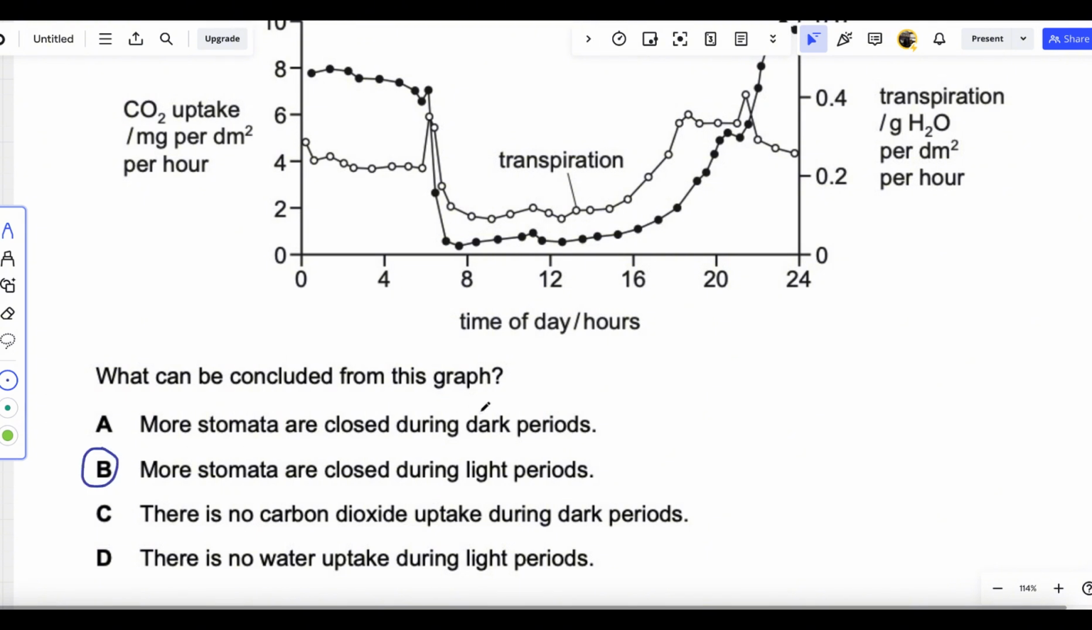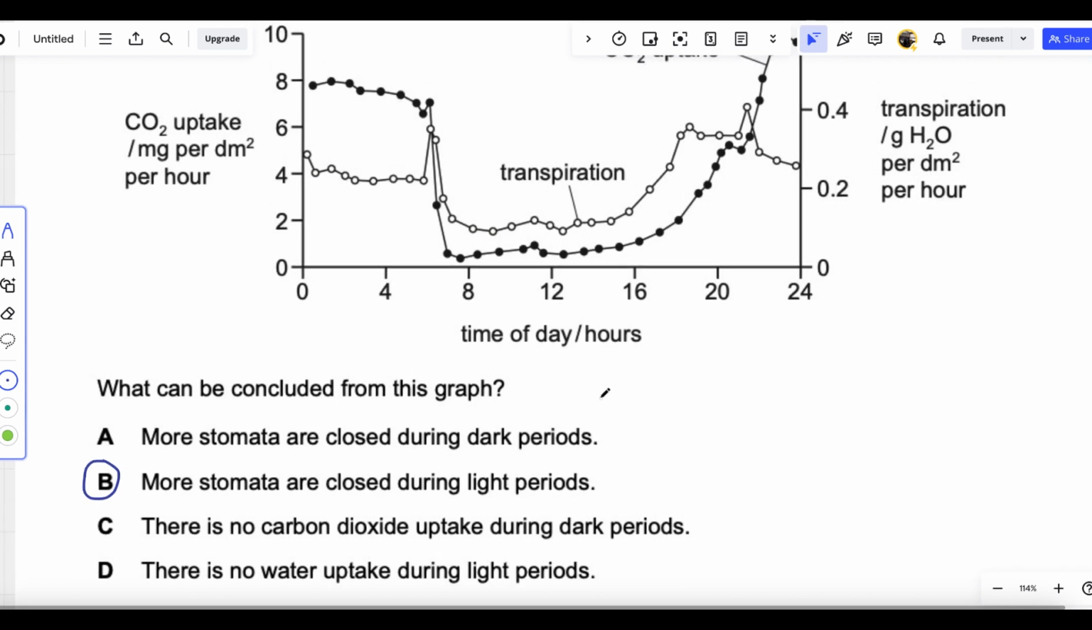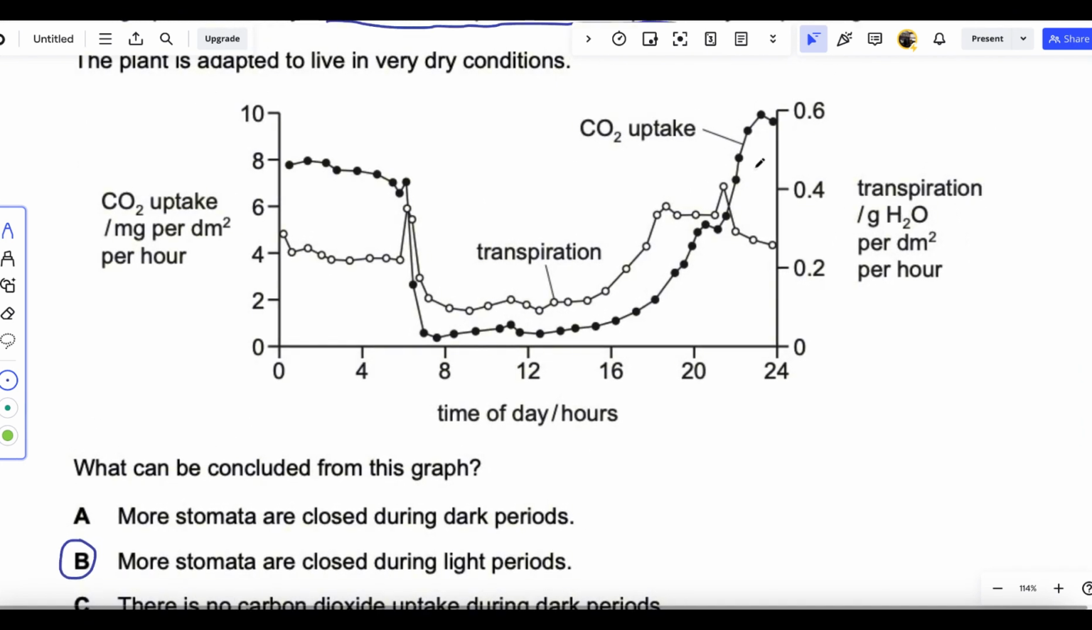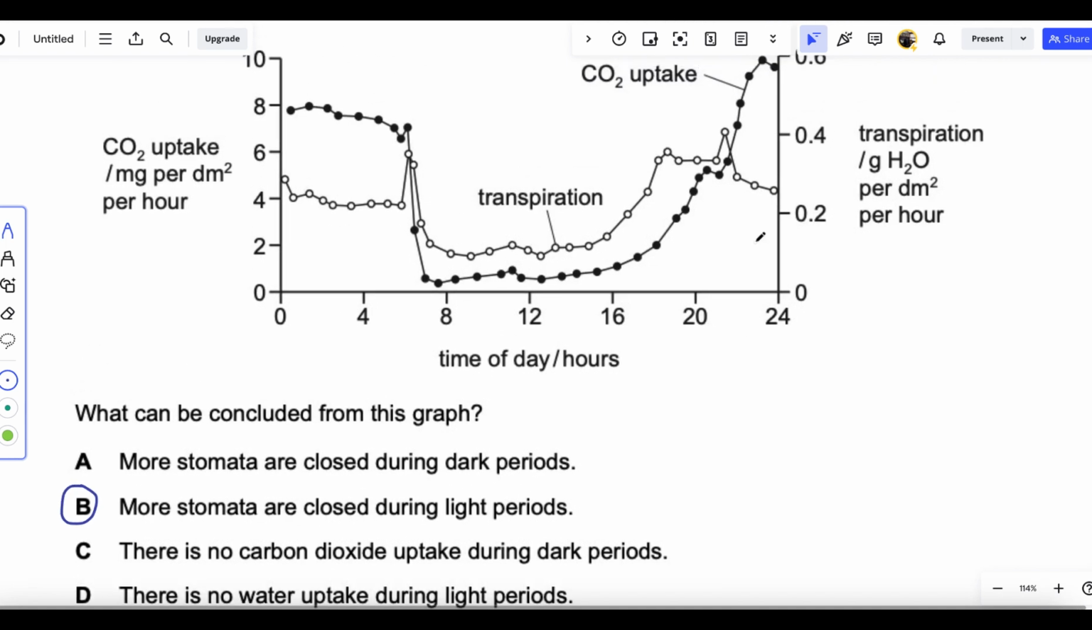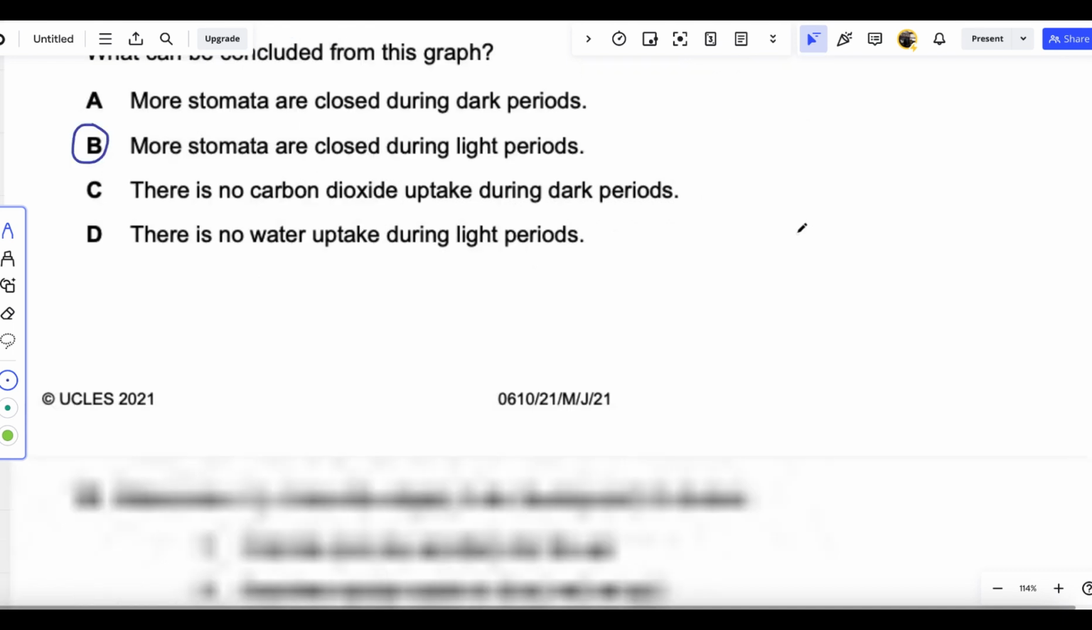Most stomata are closed. You know why? Because you can see the rate of carbon dioxide uptake is higher than the rate of transpiration. So during the light period, most stomata are closed. If the rate of loss, transpiration, was higher, then it would have been that most stomata are closed during the dark period. Okay, so the answer is B.